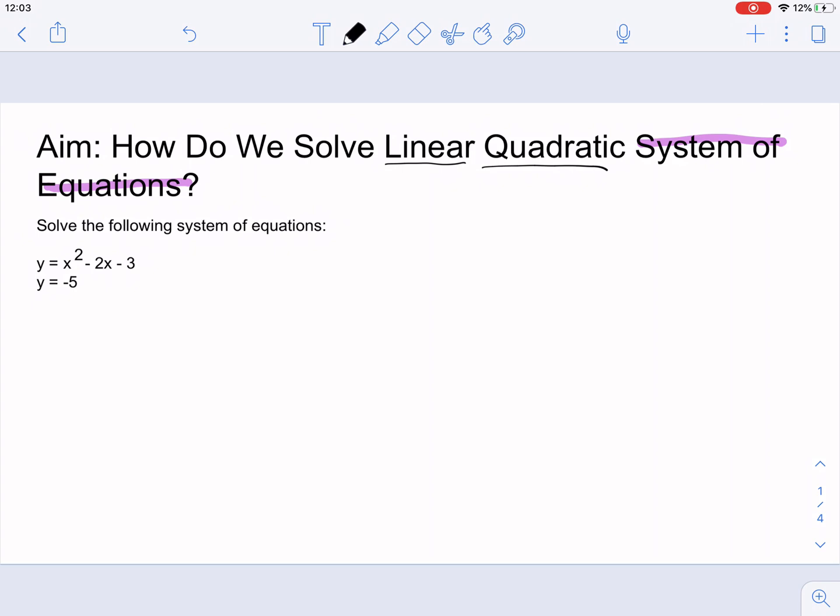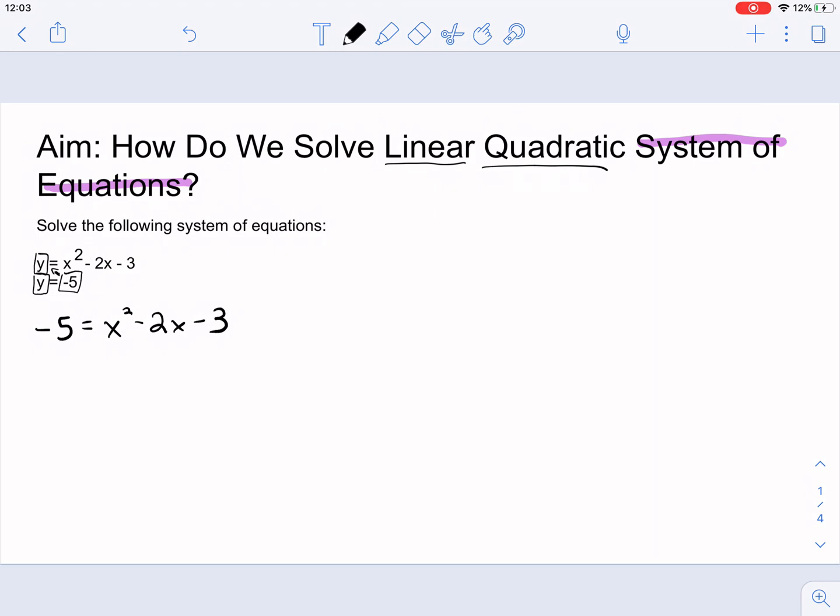When we're solving linear quadratic systems, we're going to use our substitution method. If I look at my second equation, I have y equals negative 5. And in my first equation, I have a y up here as well. So I can take this negative 5 and substitute it into my first equation. So I have negative 5 equals x squared minus 2x minus 3.